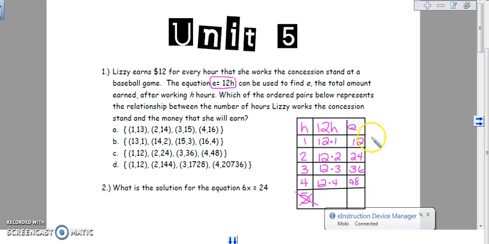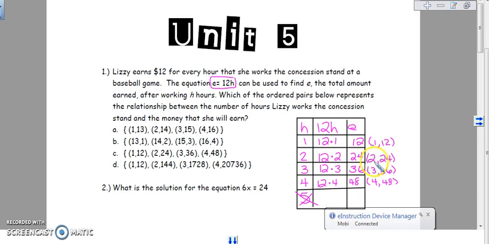So what are the coordinates then of this? 1, 12. Remember, we take this number and this number. So 2, 24, 3, 36, and 4, 48.